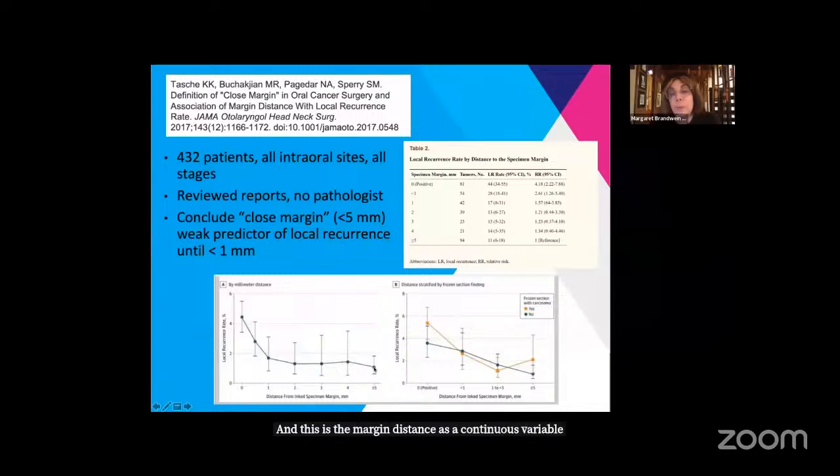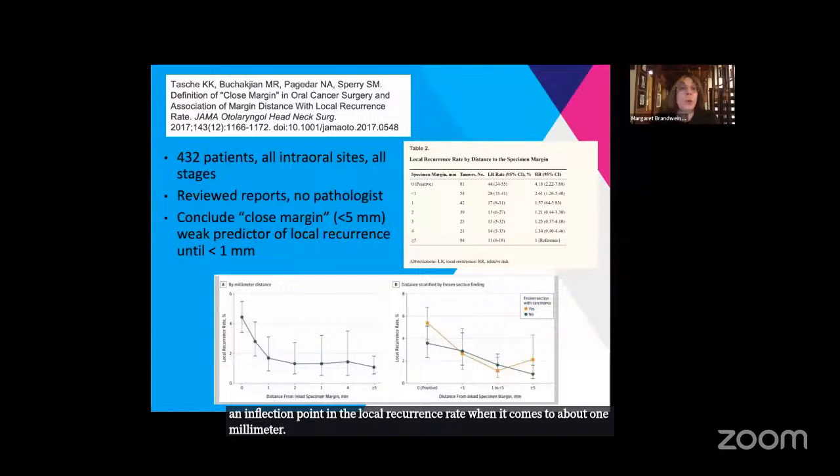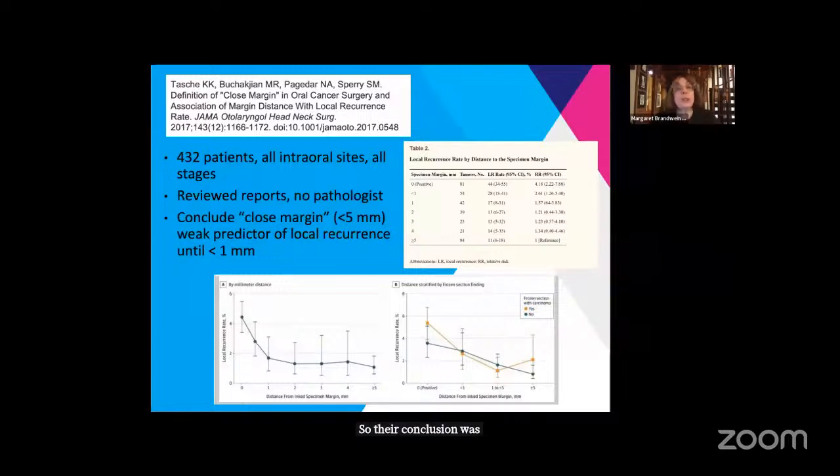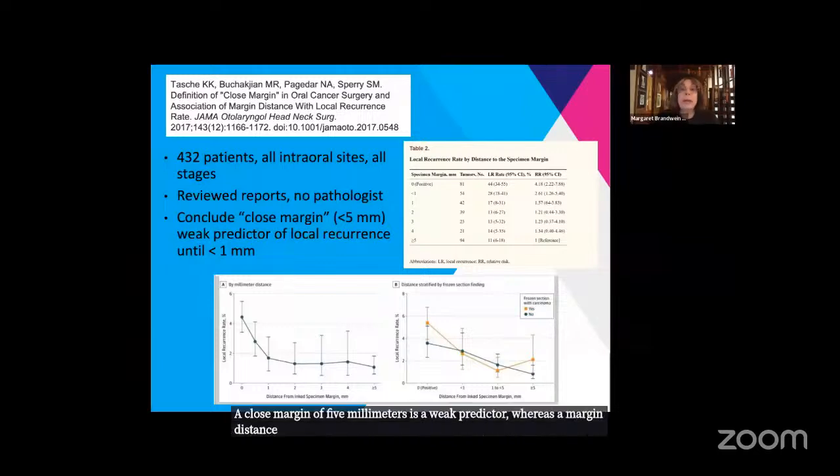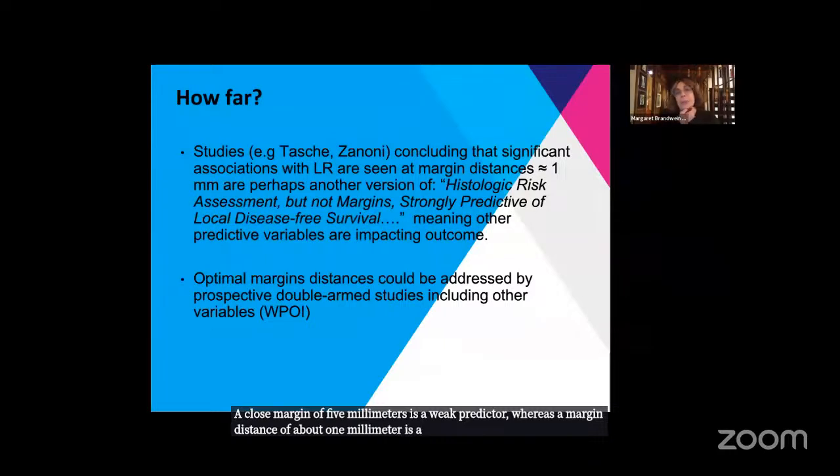So when you go from 5 to 4 to 3 to 2, all of a sudden you start seeing an inflection point in the local recurrence rate when it comes to about 1 millimeter. So their conclusion was a close margin of 5 millimeters is a weak predictor, whereas a margin distance of about 1 millimeter is a significant predictor. So what do we do with this data? Again, this data comes from retrospective observational studies.